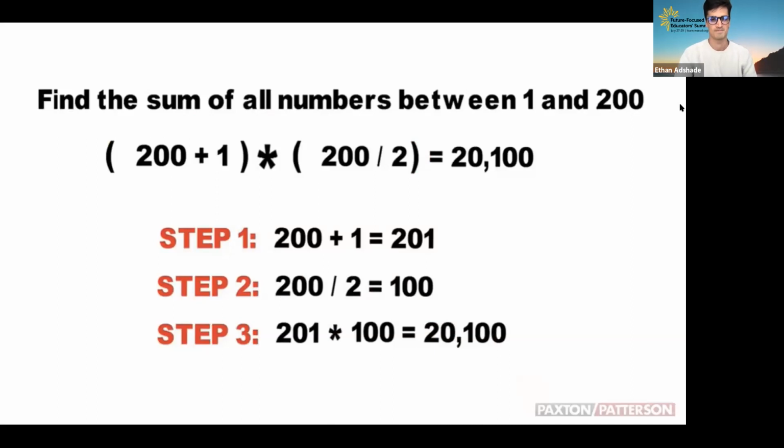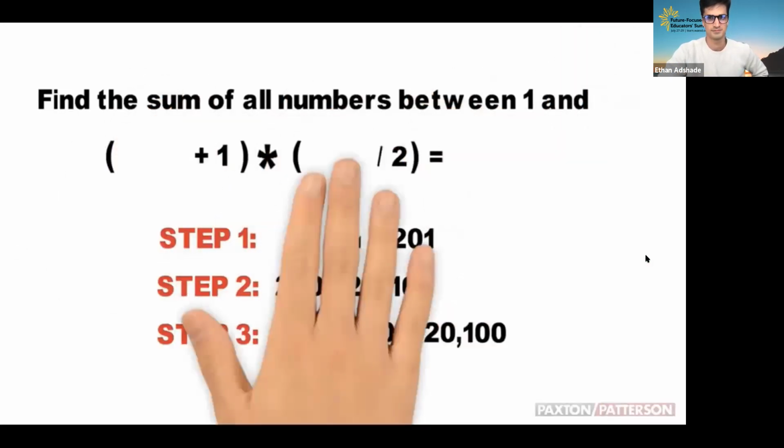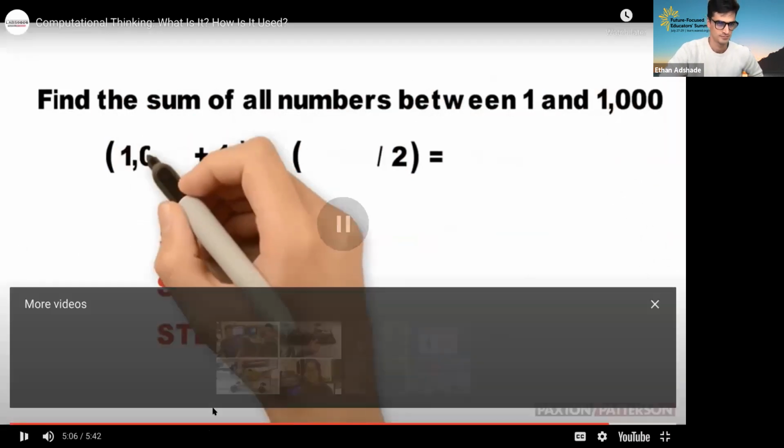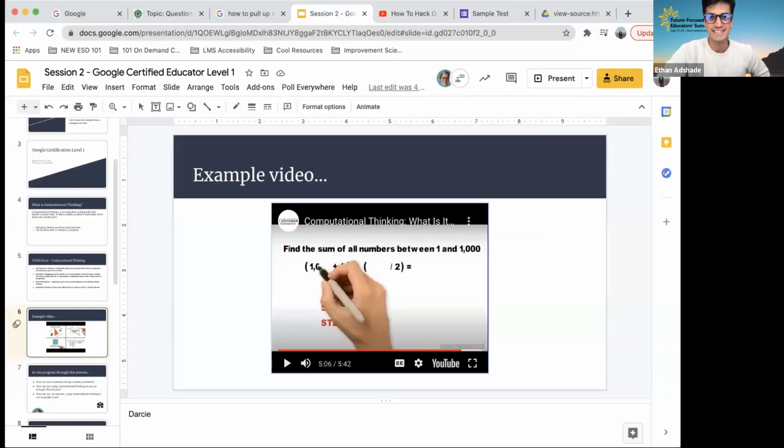This algorithm can be used to find the sum of all numbers between 1 and any number. Let's see how it works with 1,000. Erase the 200s. Now find the sum of all numbers between 1 and 1,000. And I think we get the gist.